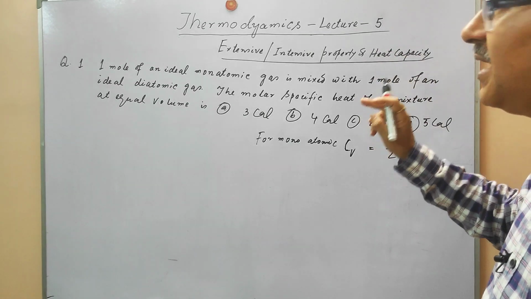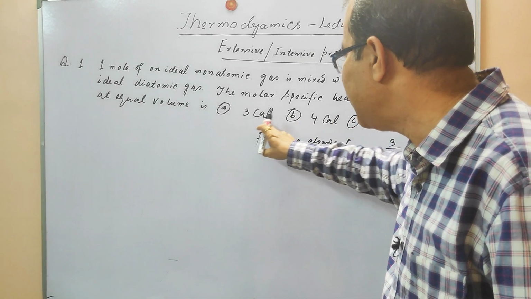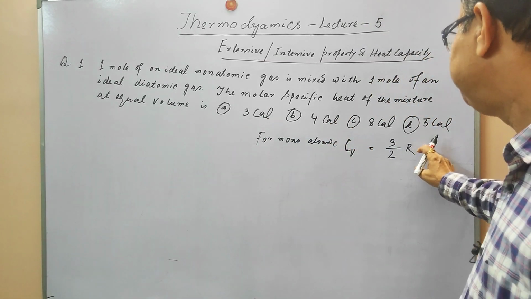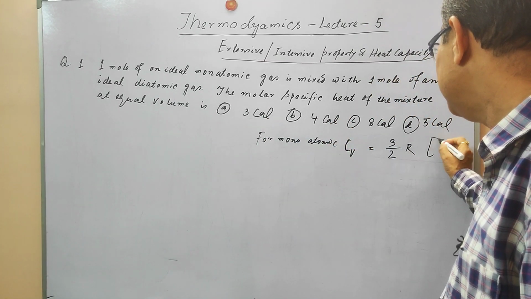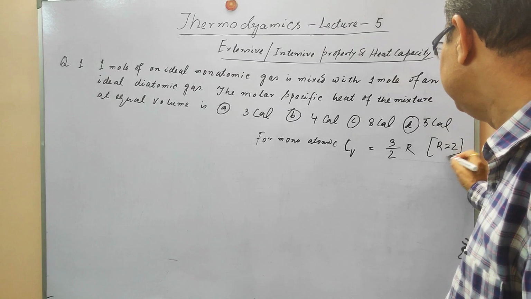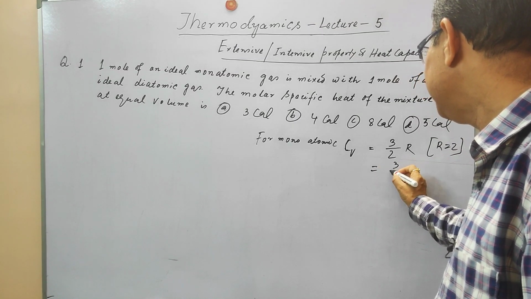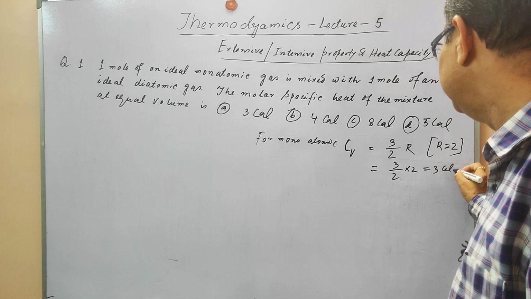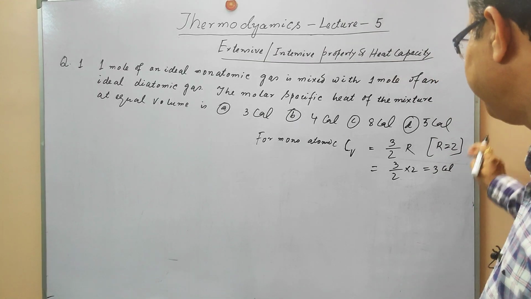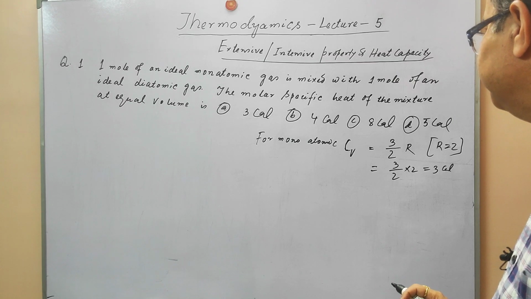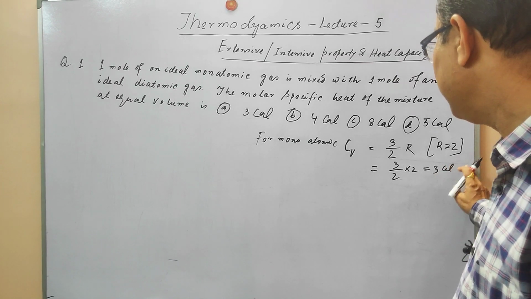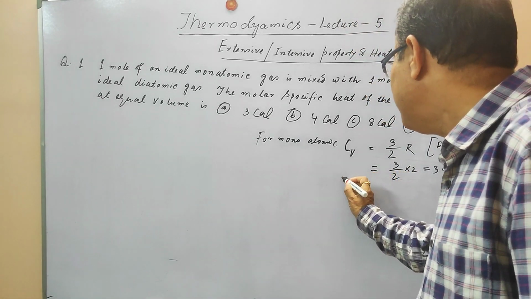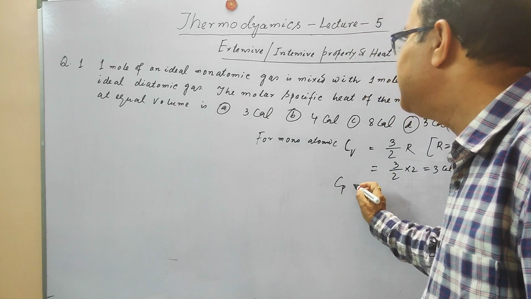When you have to solve this type of question, you will see in which units the answer is given. It is given in calories. So you have to put R is equal to 2. So Cv is equal to 3 by 2 into 2, that is 3 calorie per mole per Kelvin. So 3 calorie per mole per Kelvin, that is the unit. We know Cp. What is Cp here?